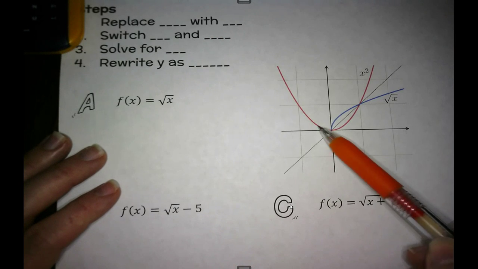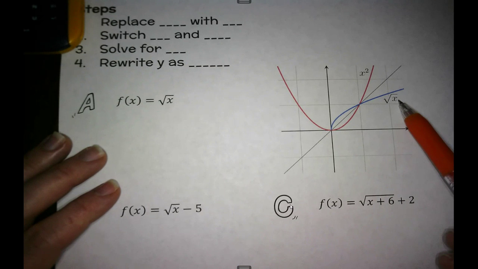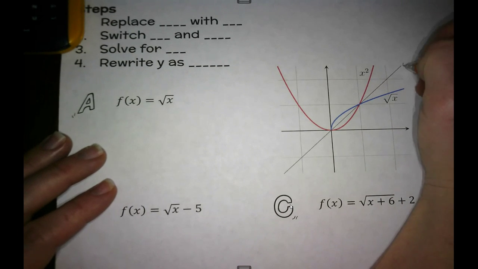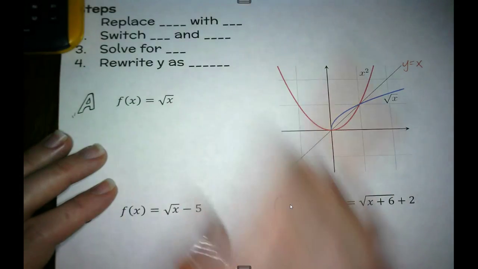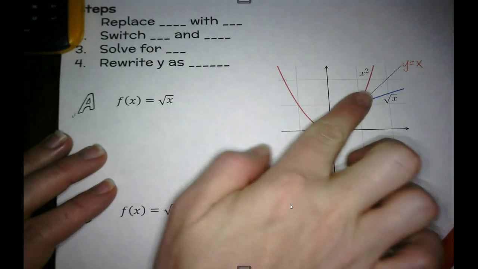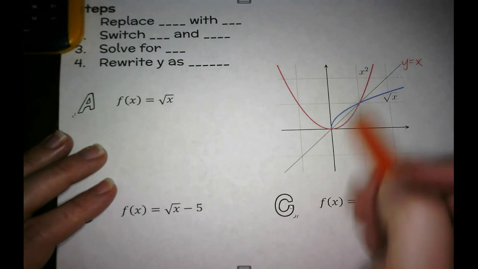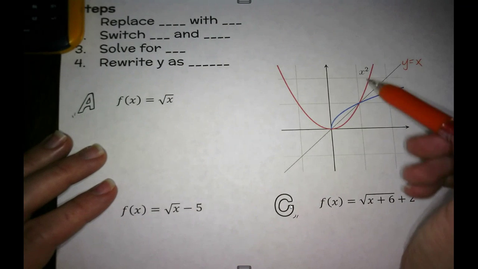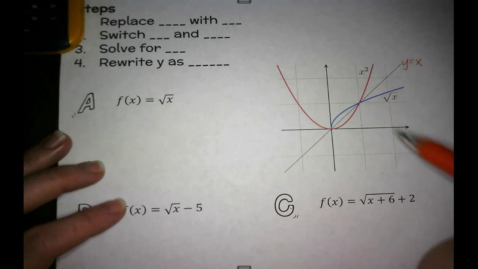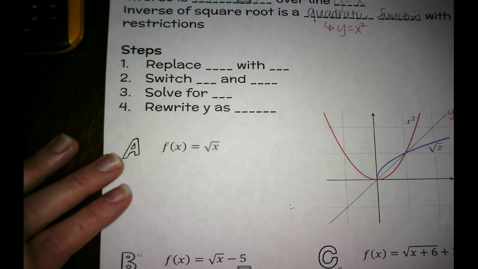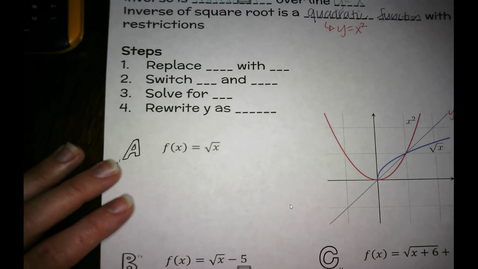Okay, so you can see here is our square root of x function. This is our y equals x. And when we reflect this blue line over that line of y equals x, we get this one of x squared.